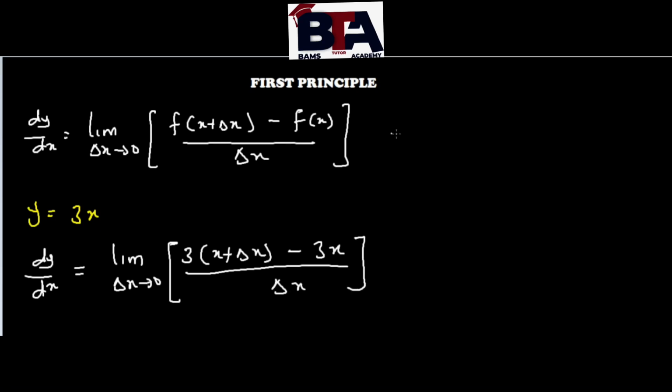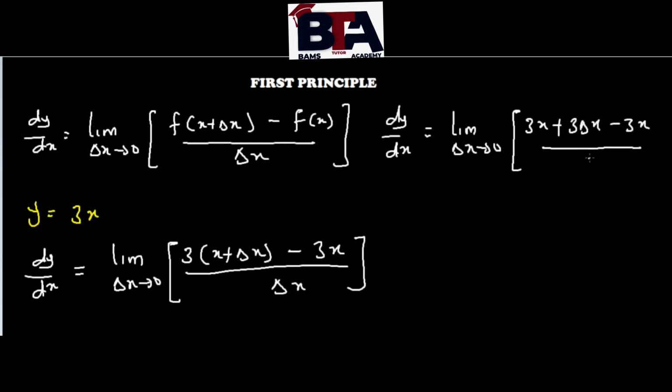So I'm going to have dy over dx is equal to the limit change in x tends to 0. So I can decide to actually open the brackets. So I would have 3x plus 3 change in x minus 3x over change in x. Okay, so of course you see some of them can cancel out.